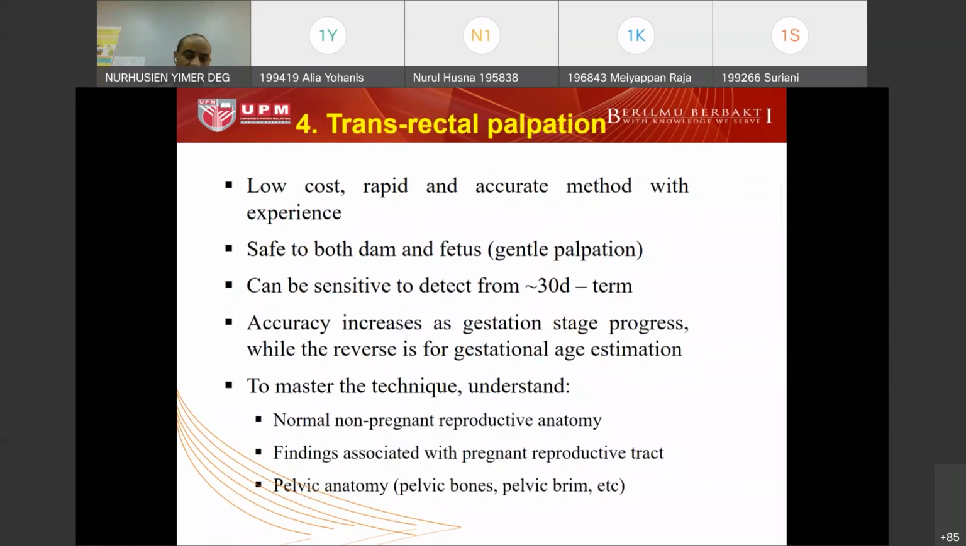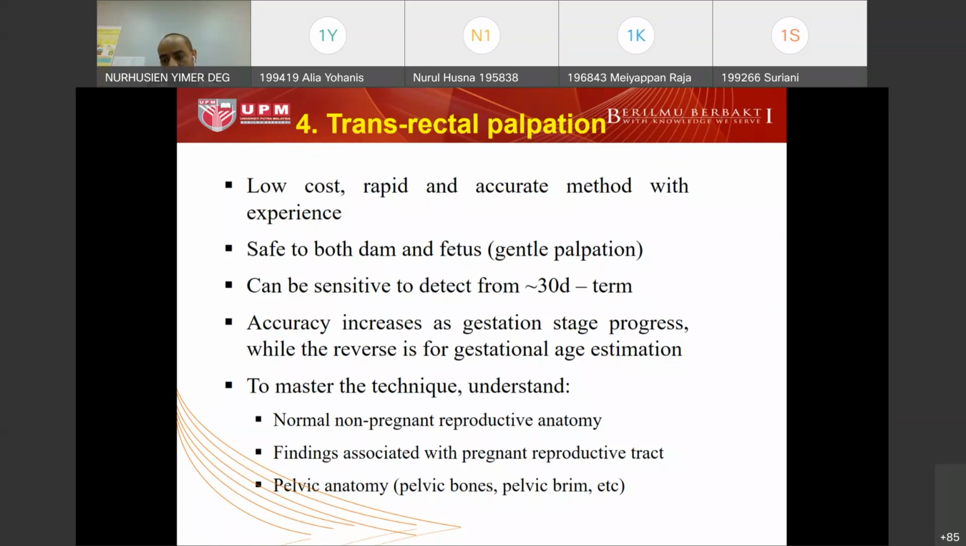The other method is transrectal palpation, all right? This is one of the most important methods that we have, and it requires training and also establishing the skill and the confidence. But with confidence and skill, you'll find this is one of the most practical methods of pregnancy diagnosis. It is a low-cost, rapid and accurate method with experience. It's low-cost because you just need your hand, all right? And you can do it anywhere, at any place, all right?